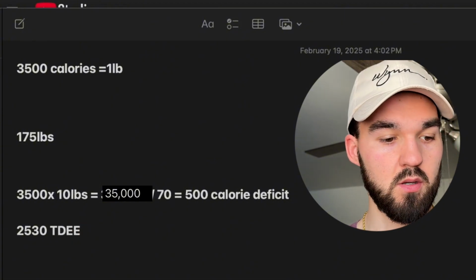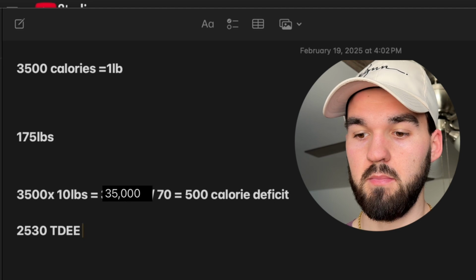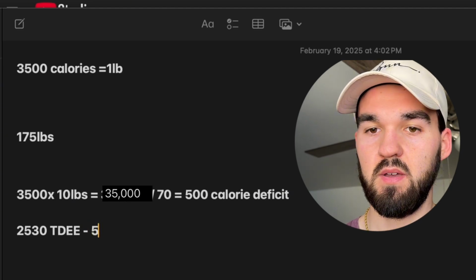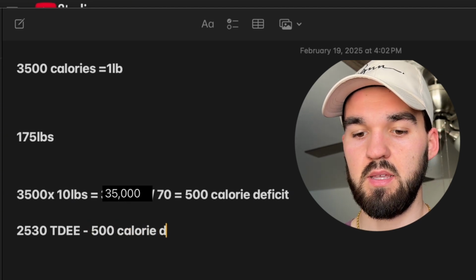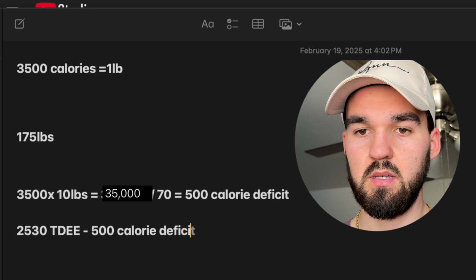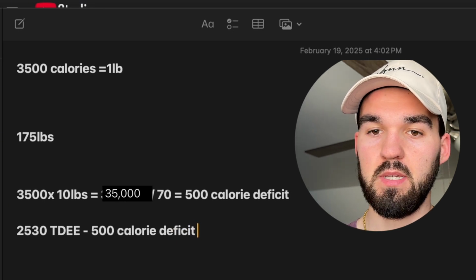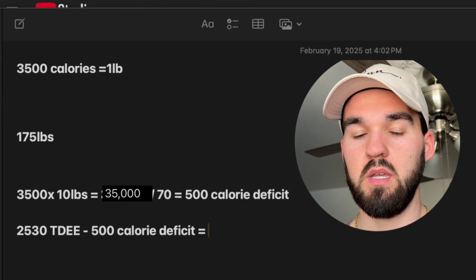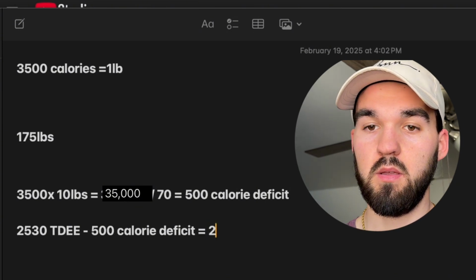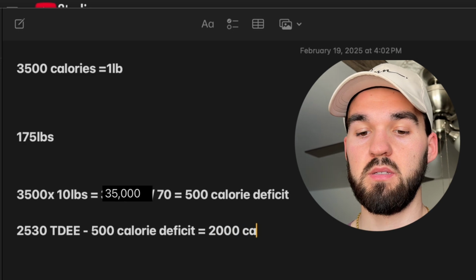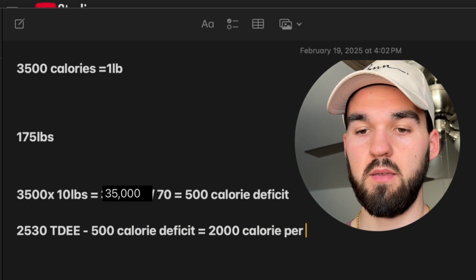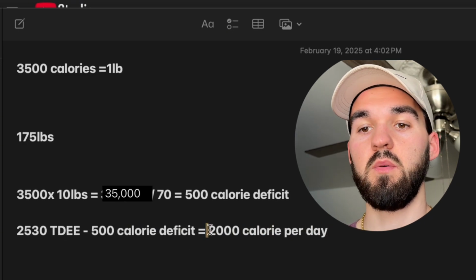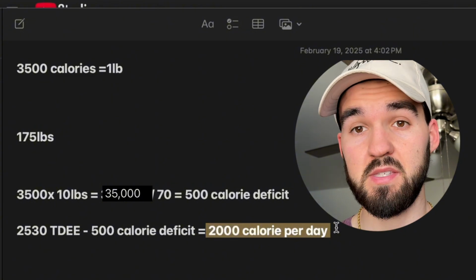Now we are going to go minus 500 calorie deficit. And let's just take off 30 calories to make it even easier, because those won't really matter. So I need to be at 2,000 calories per day. So this 2,000 calories per day will put me in a 500 calorie deficit.